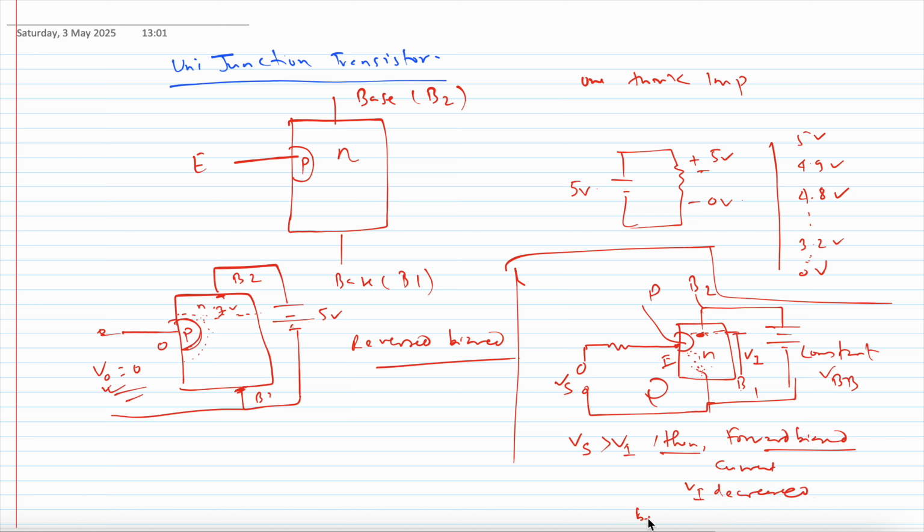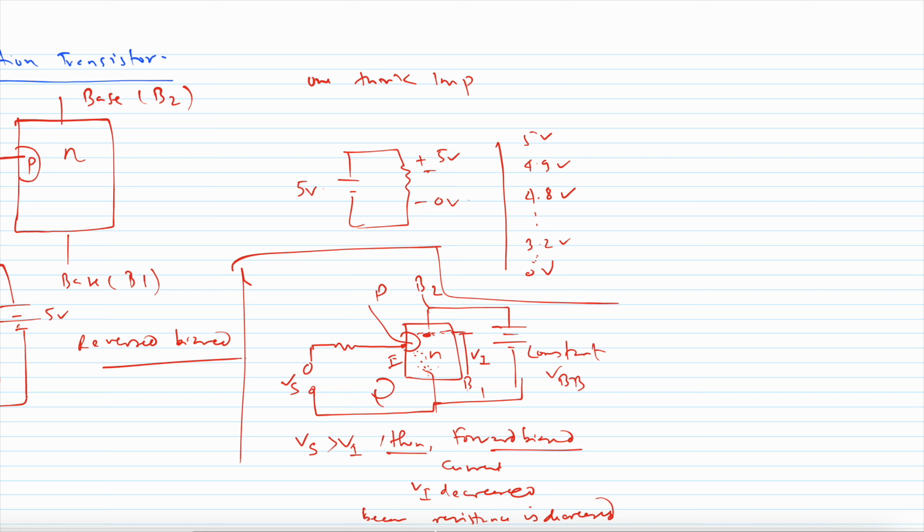Then B1 will be decreased because resistance is decreased. And in this way, as long as this VS is greater than B1, the current increases and the UJT is in the on state.